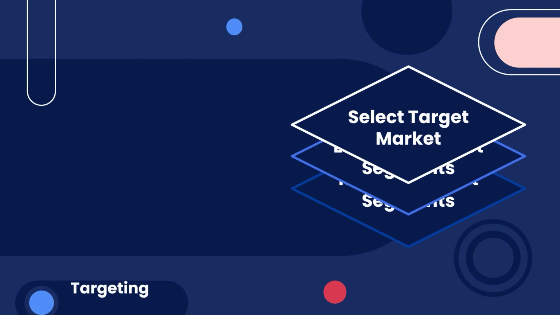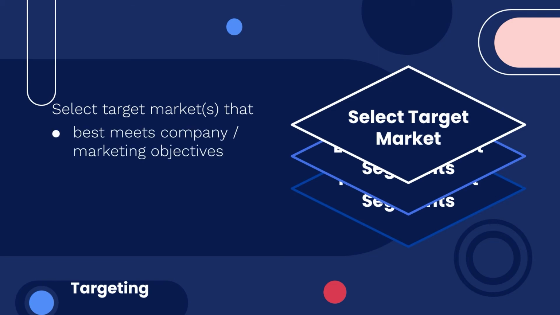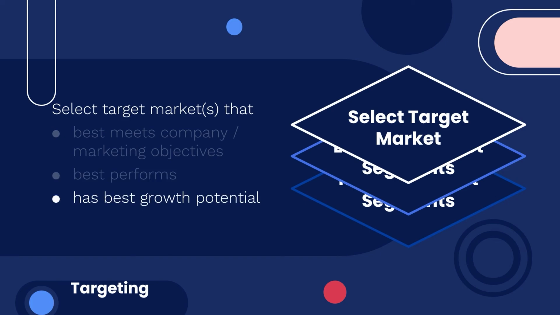And then we have the select target market phase. So you've done your segmentation, you've evaluated all of the different groups that might be relevant to your business. Now you have to try and select 1, 2, or some of them, right? So you want to select the target markets that best meet company or marketing objectives, that best perform, right? So that they are spending the most or they're buying most frequently. And you want to look for some that have best growth potential, right?